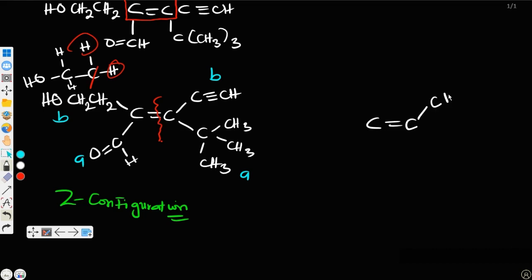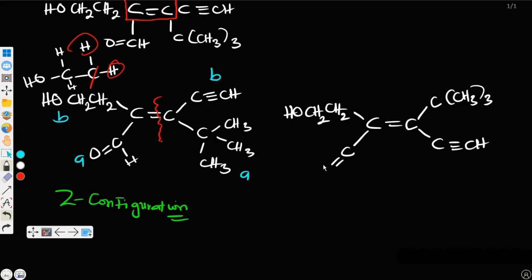This carbon, we are told, is bonded to what? CH3, right? And then this one is carbon triple bond CH. And then here is CH2OH. And then you have this carbon doubly bonded to oxygen and hydrogen. So if you look at this, this is A, this is B. Okay, this is A, and this is B.